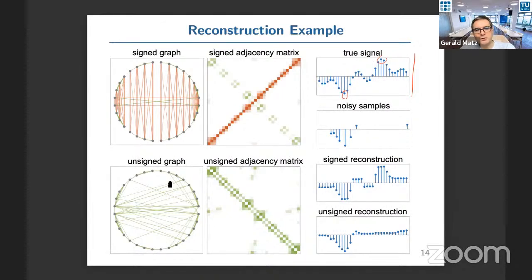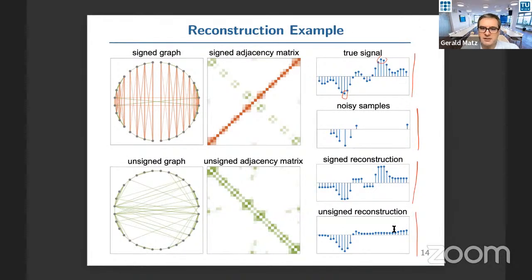And so if you use those graphs then to do the reconstruction, for instance, from noisy samples that are shown here, then with the signed graph, you get the reconstruction shown on top. This is the unsigned reconstruction. And you see that the unsigned is much worse because it's not able to fill in, to paint in, everything that's missing here in the second half of the signal.